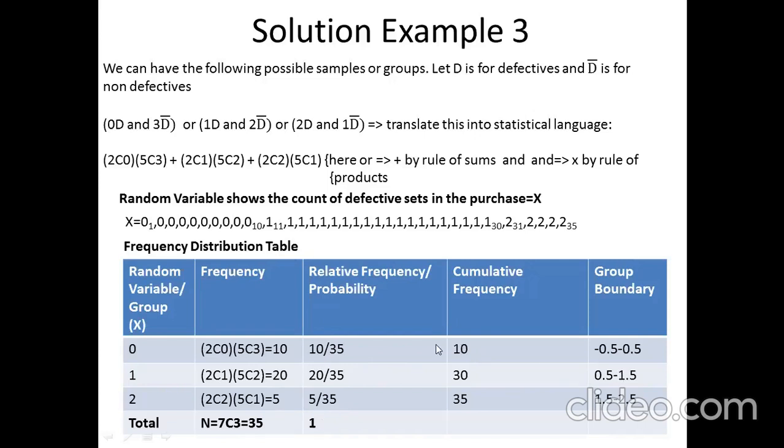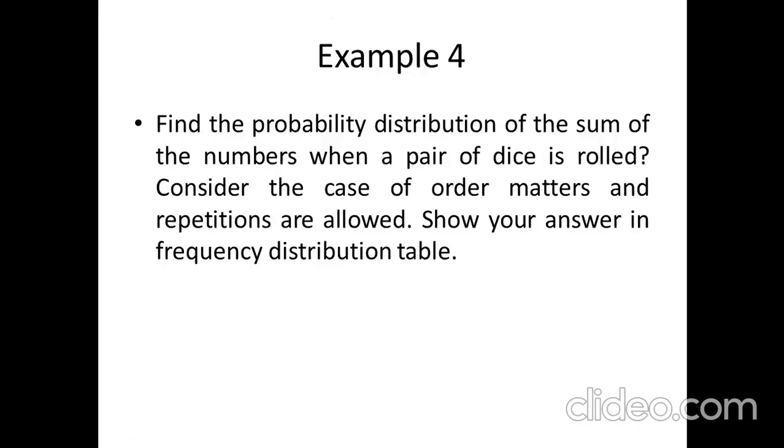So the jamming factor is 1 minus 0 upon 2, which is 0.5, which is subtracted and added to each group value to give the required group boundary column. So that's how we complete this summarization for this third example. Let's move on to the fourth example.